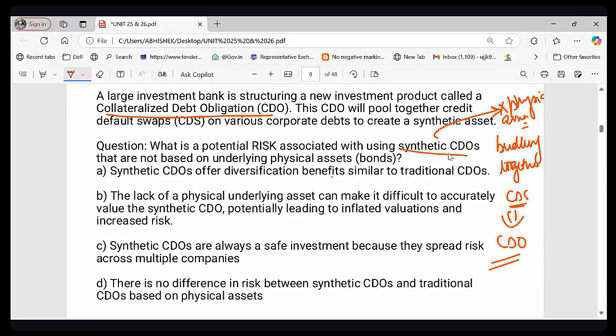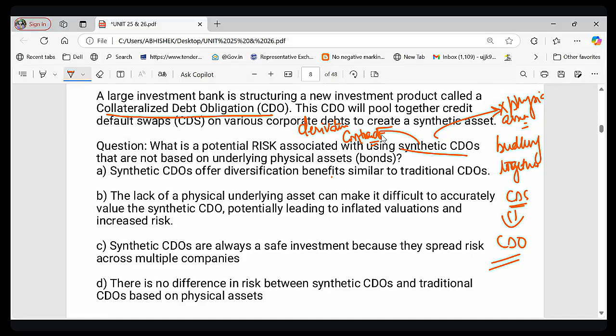So what does it mean? Synthetic CDOs don't have any physical asset. It means they are based on derivative contracts. I think you know about derivative contracts, right? They extract the value from the underlying asset. So behind them there is a derivative contract. This makes them hard to value accurately, since there is no real bond, there is no loan to measure. That is why the value of a synthetic CDO depends on market estimates and complex models.